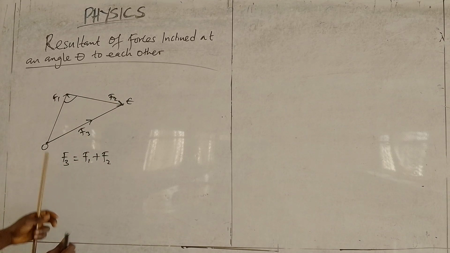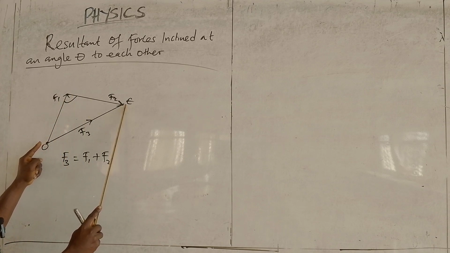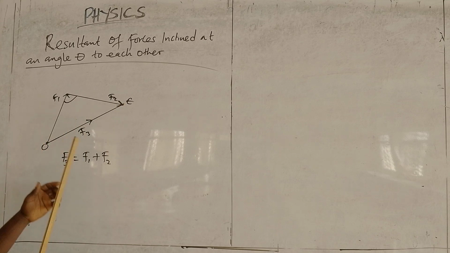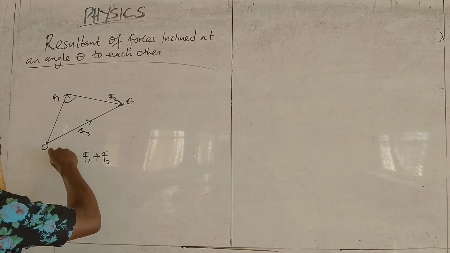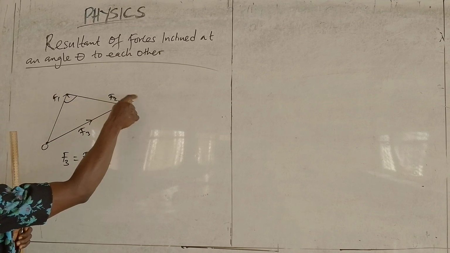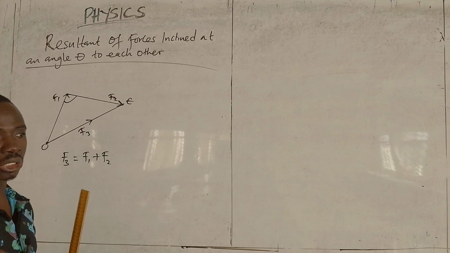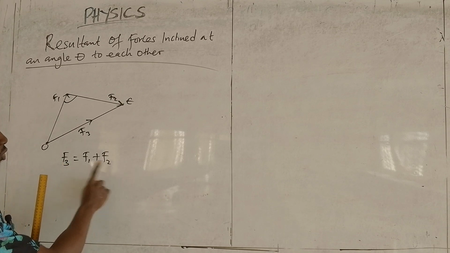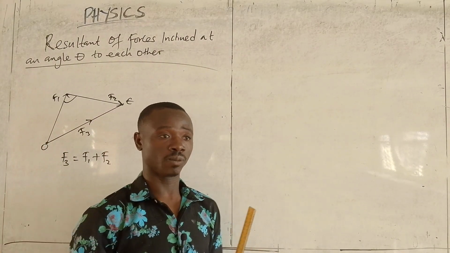As far as the journey starts from here and ends here, it is the same as the journey starting from here and ending here. Since they start from the same point and end at the same point, the person going this way is the same as the person going through here first and then turning here. So F3 is equal to F1 plus F2. But mind you, this is not just algebraic addition, as I told you. You can't do this like you did for forces that are parallel to each other.